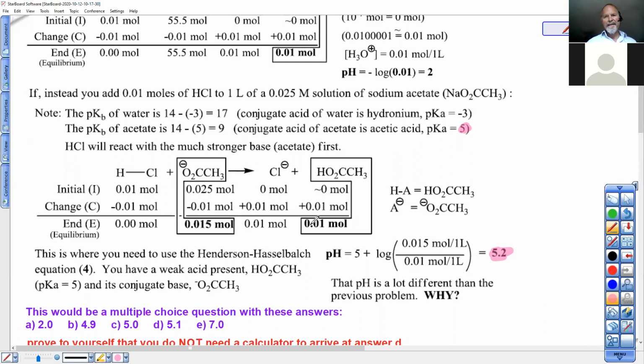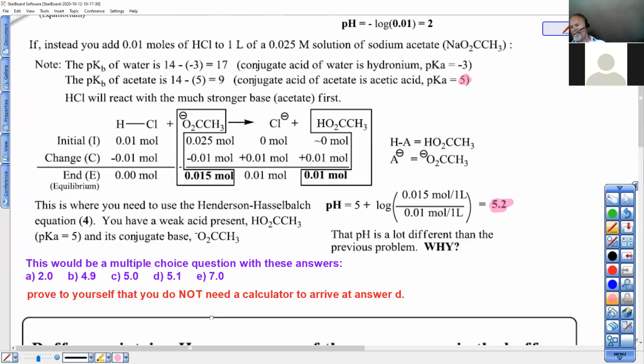And I have more base than acid. It says so right here. More base than acid. How do you know it's the base? It's got 1 less proton. How do you know this is the acid? It's got 1 more proton. So I'm picking the answer that's a little above the pKa. I did not use a calculator. Boom, there's the answer. Prove to yourself you did not need a calculator to arrive at answer D.